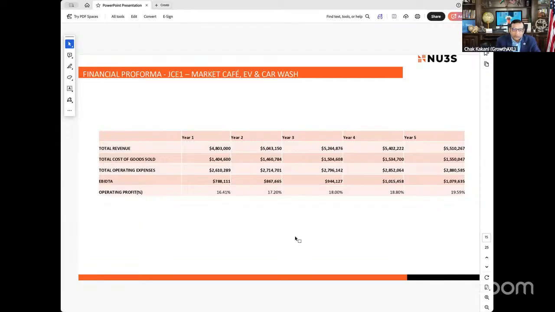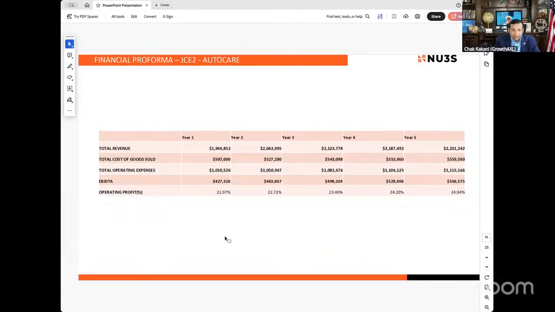Total expenses is about operating expenses 2.6 million. That gives us EBITDA, which is the profit of 788, let's say $800,000 profit, net operating income in the first year itself on JCE1. And at 16.41%, which is pretty good, a healthy margin of profit for this kind of business.